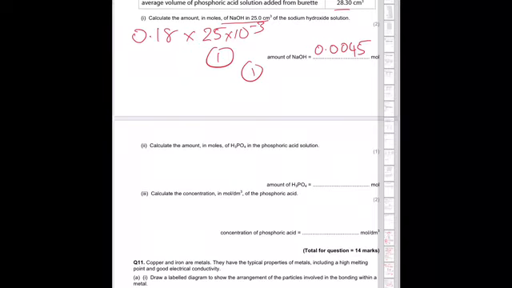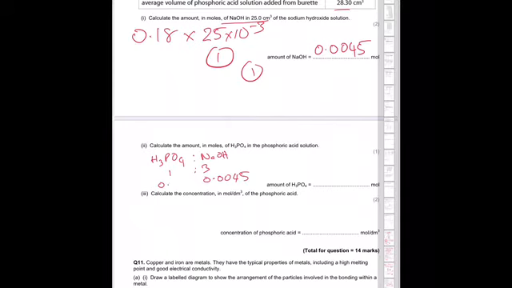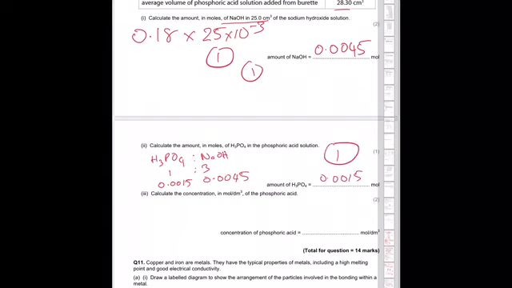Right, the tricky little thing here, you need to work out the moles of phosphoric acid. You use the ratio from the equation. So if you look at the equation above, the ratio for phosphoric acid to sodium hydroxide is 1 to 3. You know the moles of sodium hydroxide is 0.0045. So you divide that by 3, which is 0.0015. Okay, just 1 mark.